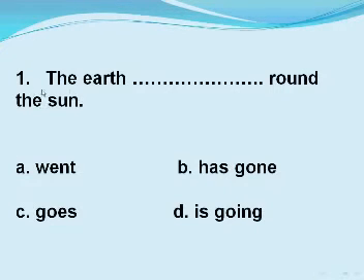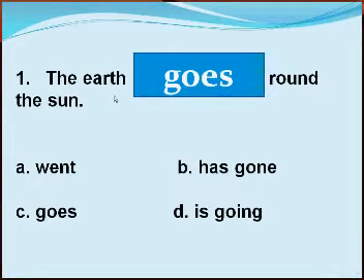You should understand that this sentence expresses a fact, a scientific fact, and for facts we normally use what type of tense? Yes, we use the present simple tense, of course. Which one here is the present simple? Great, it's goes. So the earth goes round the sun.